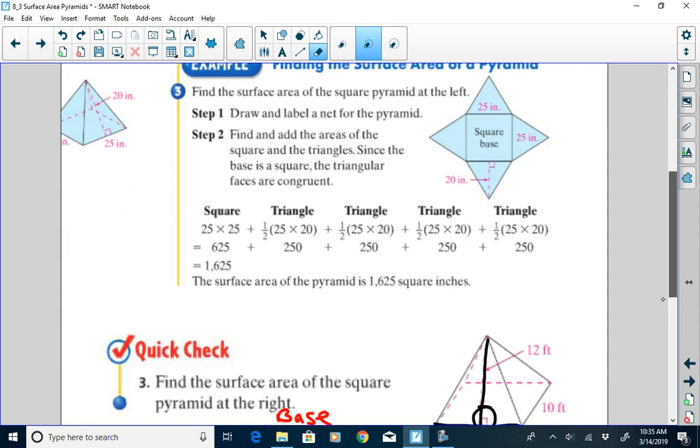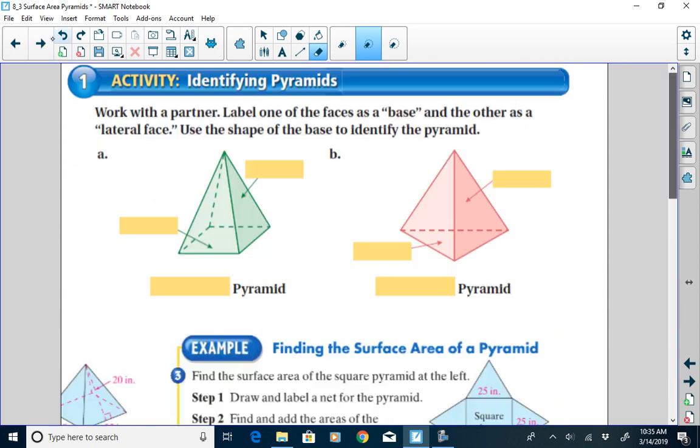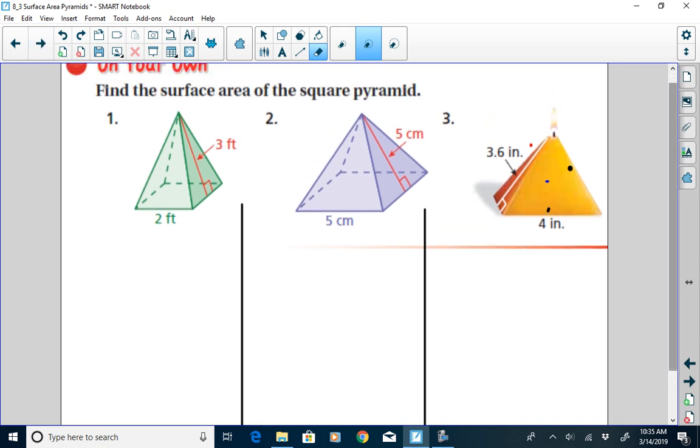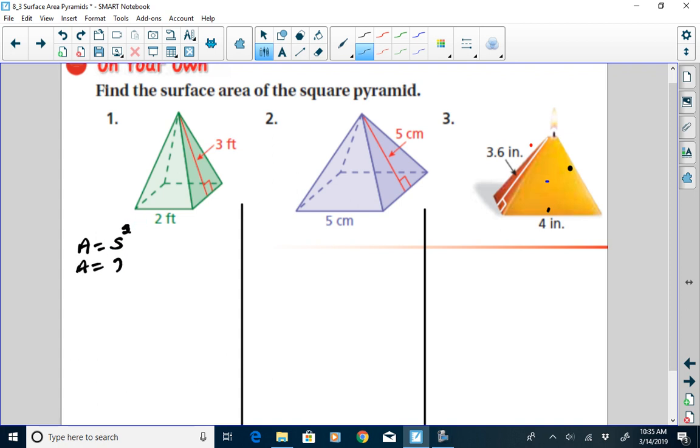All right, so let's take a look at our first example. We want to be able to find the surface area of this square pyramid. So let's start with first the base. The base is a square because we're told that these are square pyramids. So the base is a square. So if I find the area of the square, I'm going to do area is equal to the length of the side squared. So the area is going to be equal to 2 times 2, and we get 4 square feet for the area of the square base.